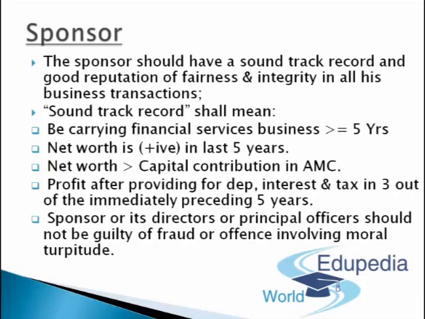The sponsor has a very important presence in a mutual fund scheme, and he has to ensure that he follows this sound track record in order to ensure that the mutual fund business runs in a great manner.